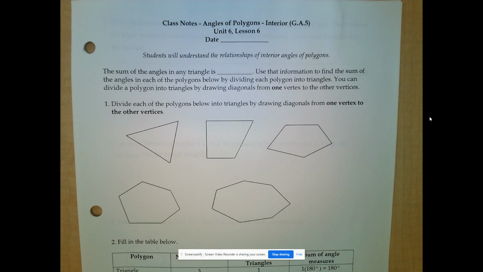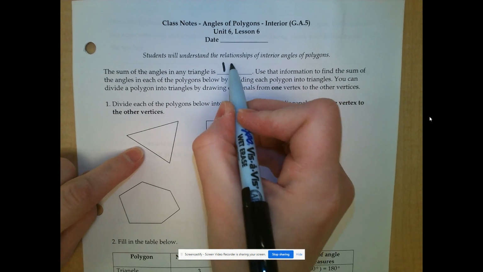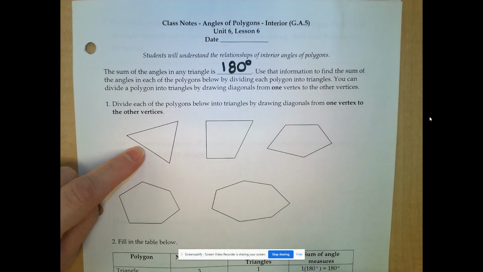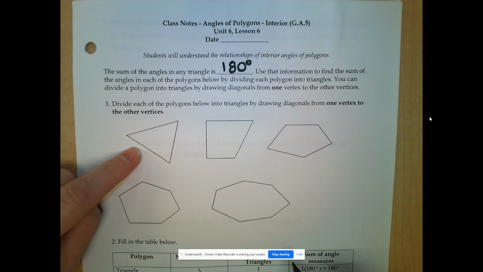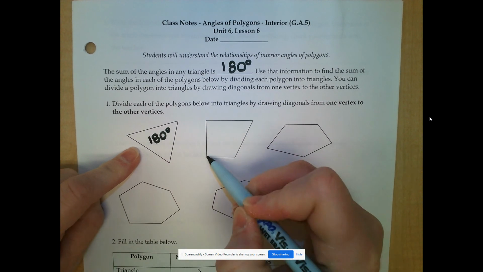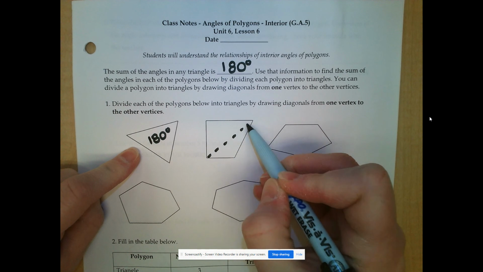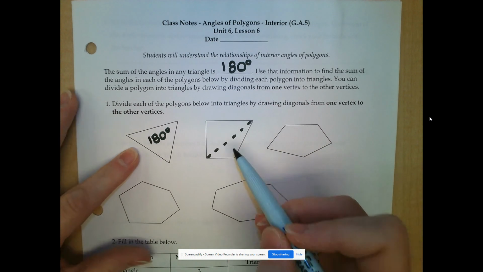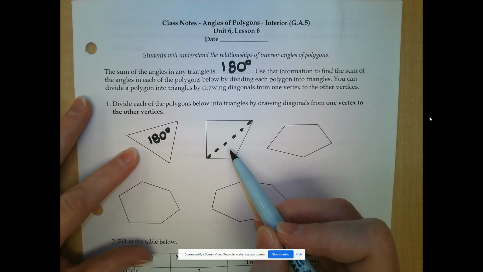Use that information to find the sum of the angles in each of the polygons below by dividing each polygon into triangles. So we need to know that a triangle is made up of 180 degrees. Every triangle, no matter how big or small. In order to then use this information, a 180-degree triangle is going to be made by splitting up the other shapes. So you'll notice that this quadrilateral can be split into two triangles.